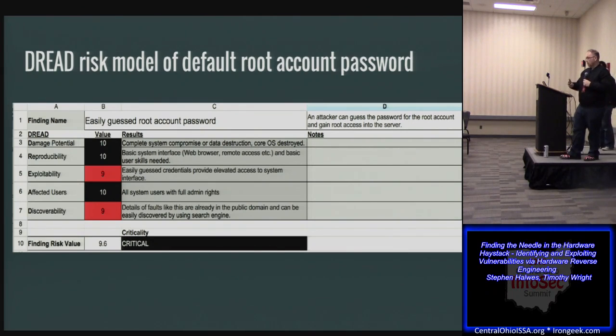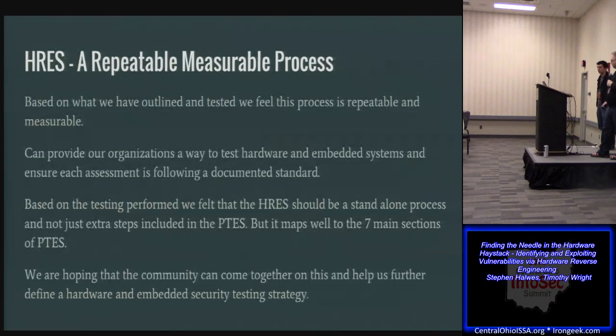But if you do this and you save it, you can actually have supporting evidence for each one of your findings. I think it's kind of a cool way of coming up with a risk model for your findings. So based on all of the research we've been doing, we wanted to have the HRES be a repeatable, measurable process. We think we've got that. We're looking at the PTES and all the work those guys did there, and basing that as our starting point for developing this testing process.